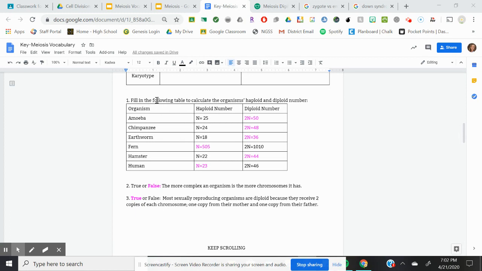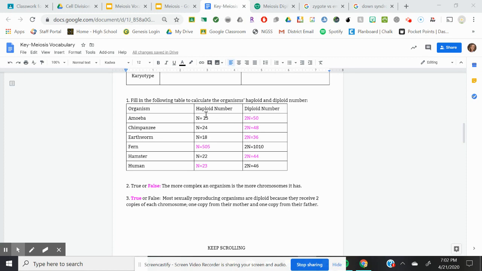So for this first task, you are asked to fill in the haploid and diploid numbers of each of these organisms. These are actually the real numbers. This is a lot easier than students think. It's kind of like algebra. You have n and then 2n. 2n is just double whatever n is. You can think of this 2 like a coefficient. So the names actually match really well. Haploid is half, diploid is double.